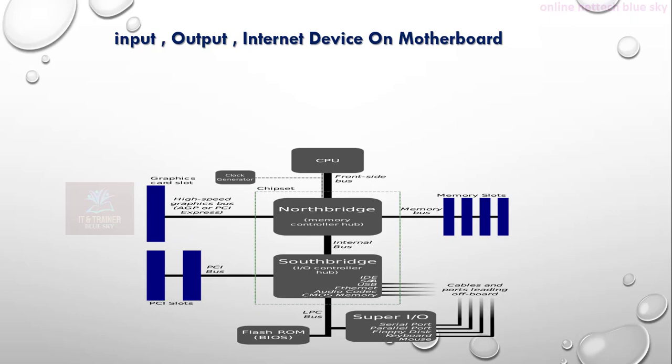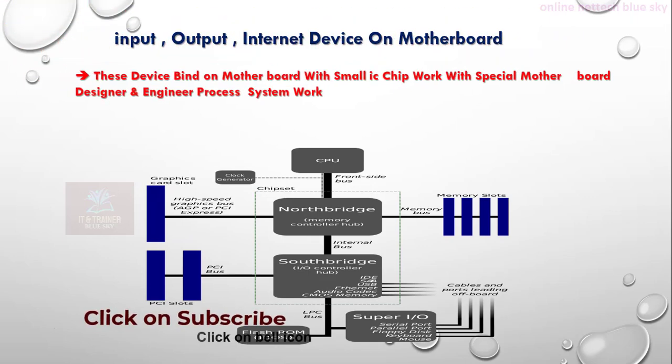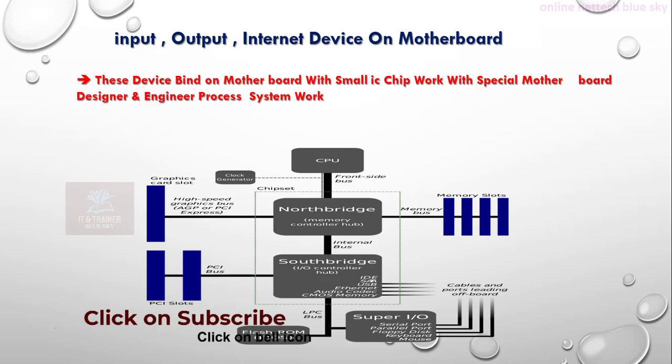You can see just here, this is a very simple chart of the motherboard. I am showing you devices built onto the motherboard with very small IC chips, working with a special motherboard design and engineering process. What is a device? Everything is a device built on the motherboard, with very small IC chips. I will discuss them one by one in the motherboard chapter, but today I am showing only an overview.